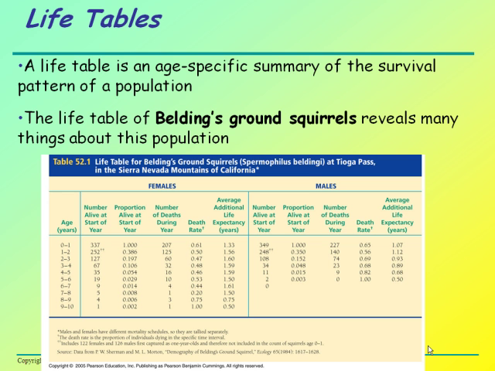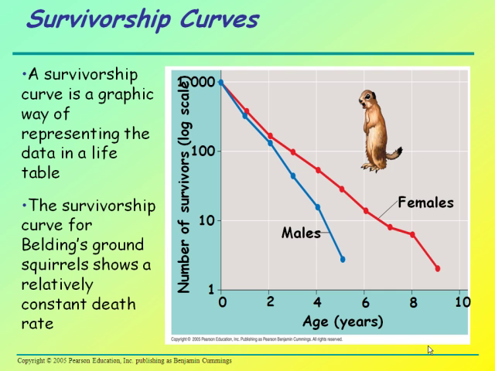So here is a life table of Belding's ground squirrels. It reveals many things. Females, males, number alive at the start of the year. So here you can see females have a tendency to live a little longer than males. You can look at the death rate, average life expectancy, number of deaths during the year, etc. So you can compare and contrast using a life table.